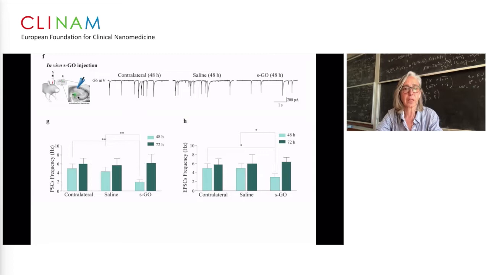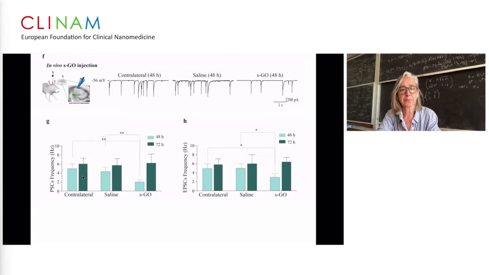And after 48 hours, and 72 hours in some samples, we isolated the hippocampus slices, so an ex vivo preparation, from the treated and untreated hemisphere. So the contralateral is the untreated one without the surgery, then the saline injected and the SGO injected, and we patch clamp neurons directly, measuring the excitatory postsynaptic current again.